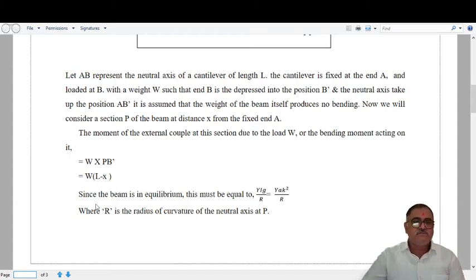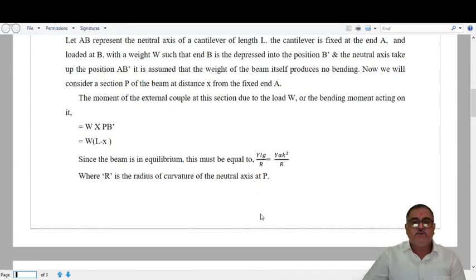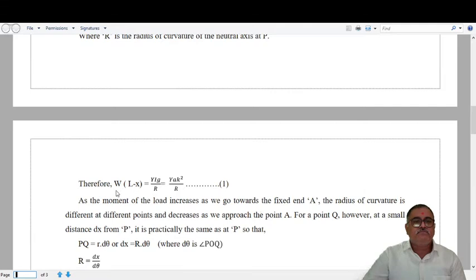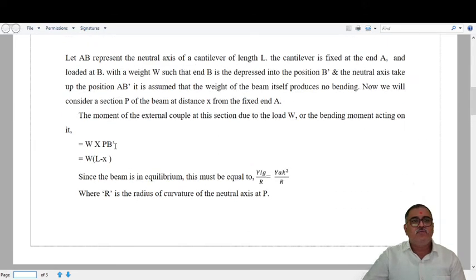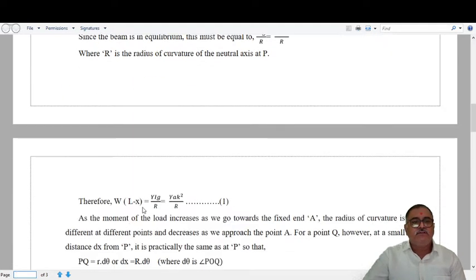Now here see, since the beam is in equilibrium, it must be equal to Y into Iz upon R, or equal to Y into A k square upon R, where R is the radius of curvature of the neutral axis at P. Therefore, we have written W into (L minus x), which is the external moment of the couple, and this is equal to Y into Ig upon R, or Y into A k square by R. This is nothing but equation 1.